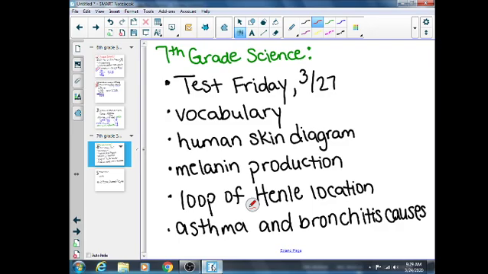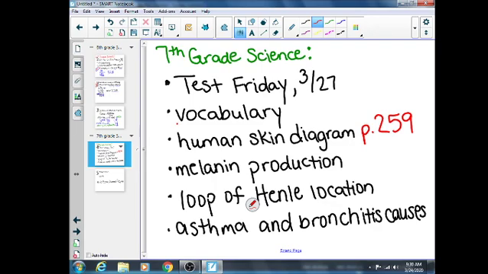So the first thing I have written here after the vocabulary is the human skin diagram. There's a diagram of human skin on page 259 in your textbooks. Please be sure you familiarize yourself with that diagram. Be sure you can label it on your test. You're going to have to label the different components of that diagram. You can use your books, they are there with you. So you need to be very familiar with that diagram on page 259.